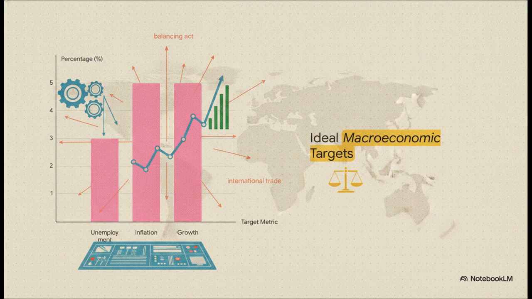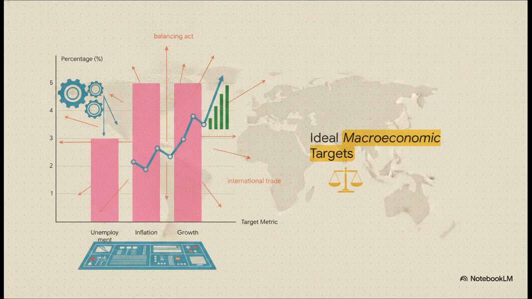Now, to make these broad goals actionable, governments set concrete policy targets. Think of this as the ideal dashboard in our national control room. Based on the source models, an optimized economy might aim for something like 3% unemployment, what economists call frictional unemployment, alongside an inflation rate kept steady at 5%, and a solid economic growth rate of 5% per year.